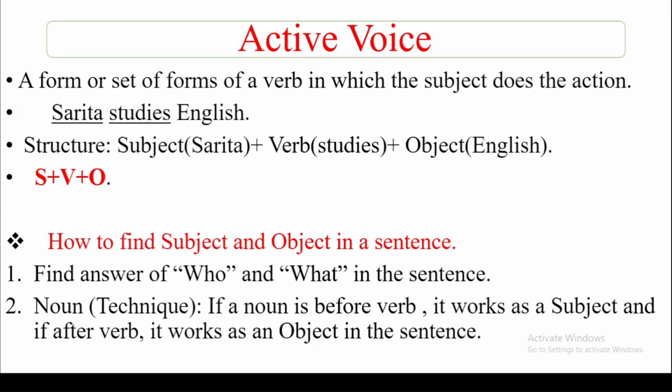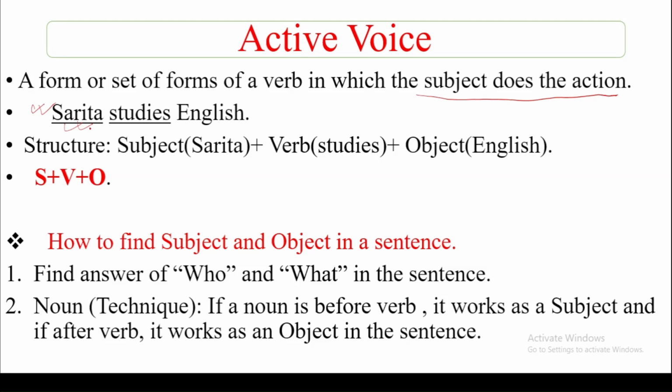What is active voice? Active voice is a form of a verb in which the subject does the action. It means in active voice or in active statement, it is shown that the subject does the action. For example, Sarita studies English. It means Sarita is doing something. So if the focus is on the doer, the subject, it is an active statement.